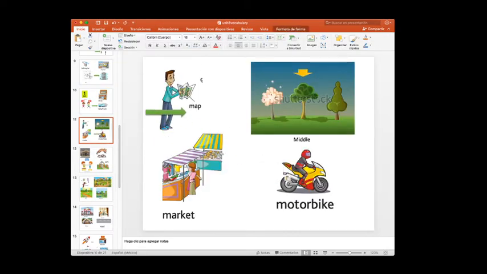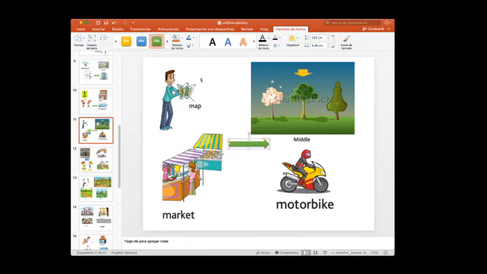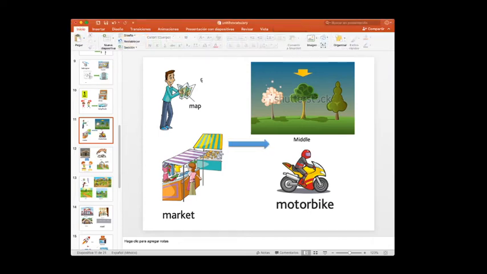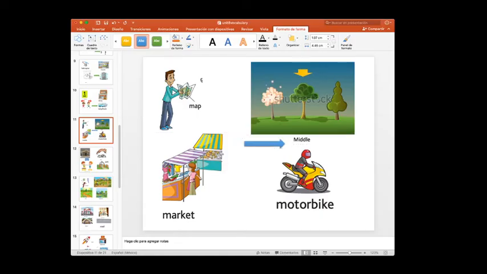Here this man has a map. For example, on Thursday in San Salvador there is a market. Here, as in the TV series, middle. Okay, that means the object between another. Okay, this is the middle.